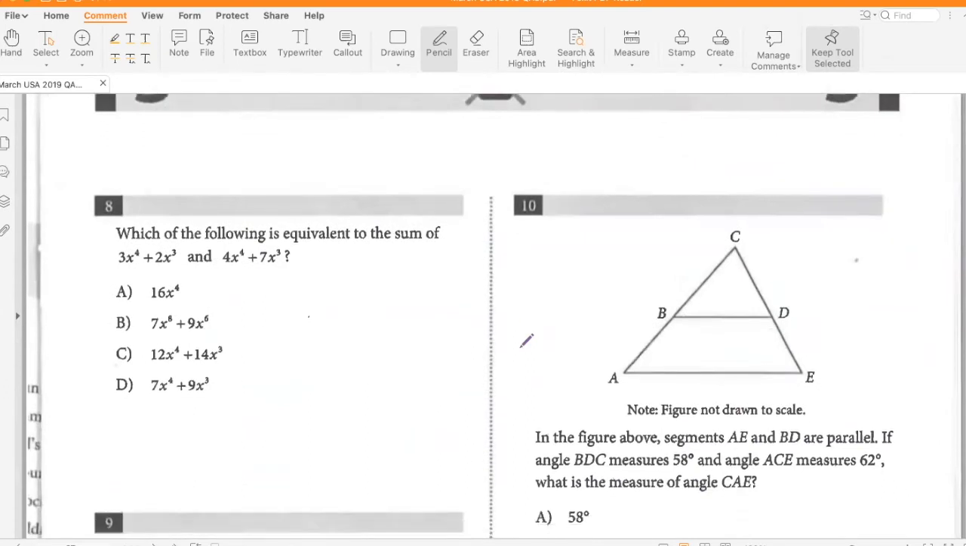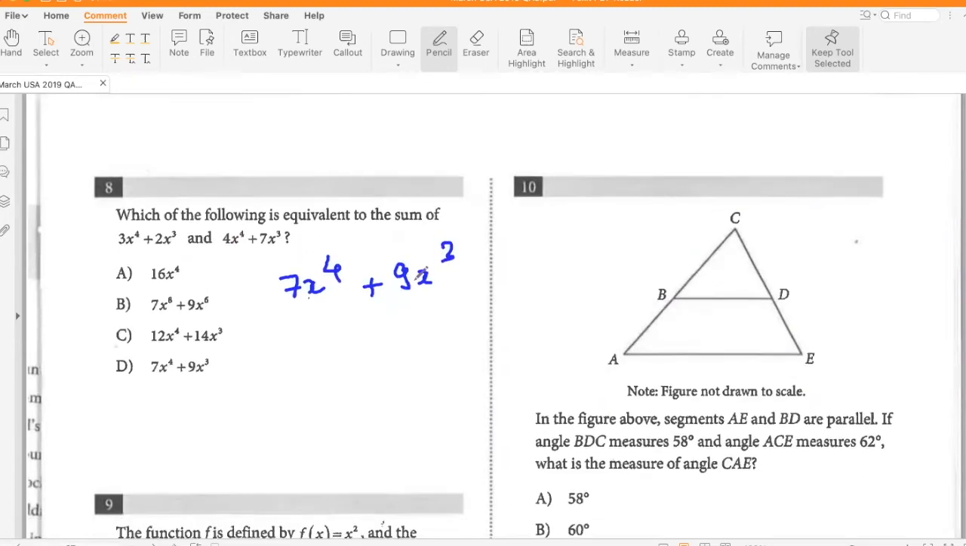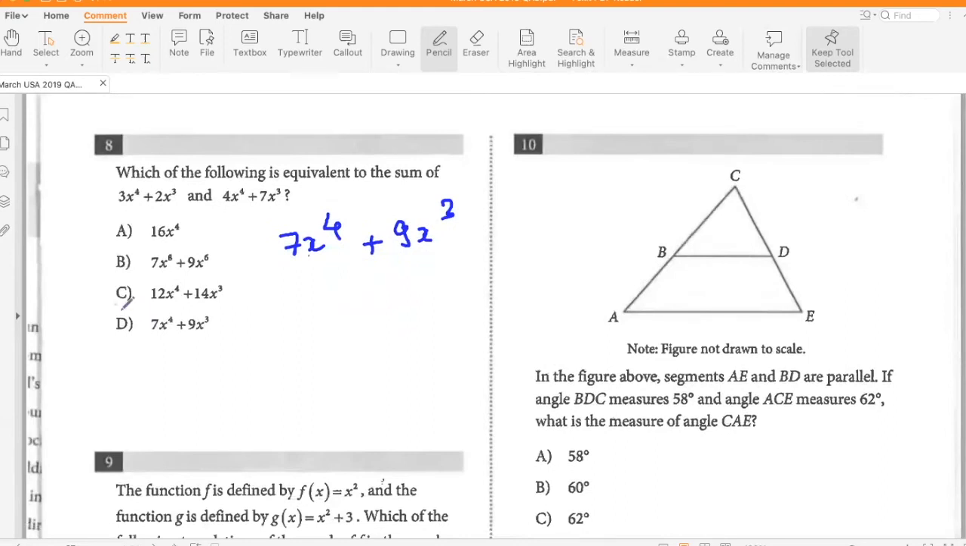Which of the following is equivalent to the sum of these expressions? So 3x to the power 4 plus 4x to the power 4 is 7x to the power 4, and 2x cubed plus 7x cubed is 9x cubed. So 7x to the power 4 plus 9x cubed, option D.